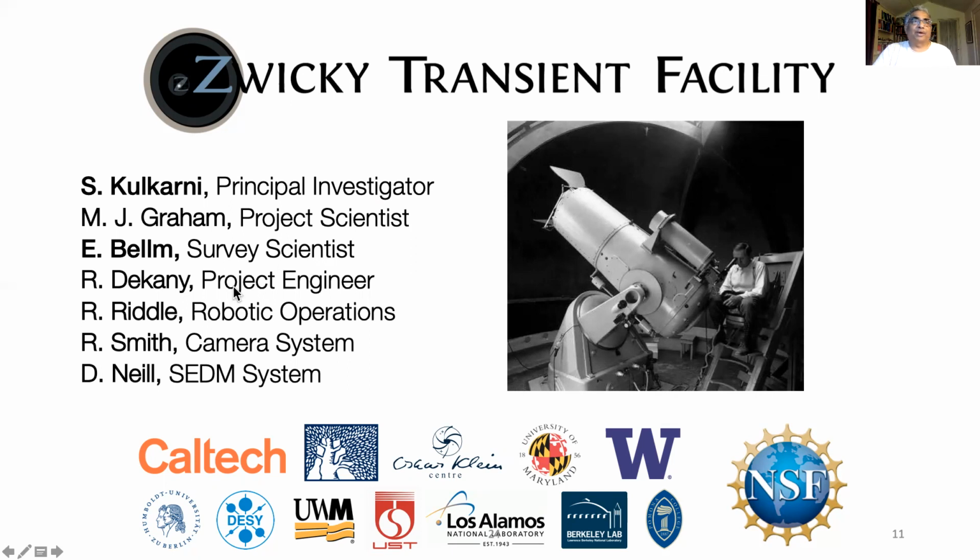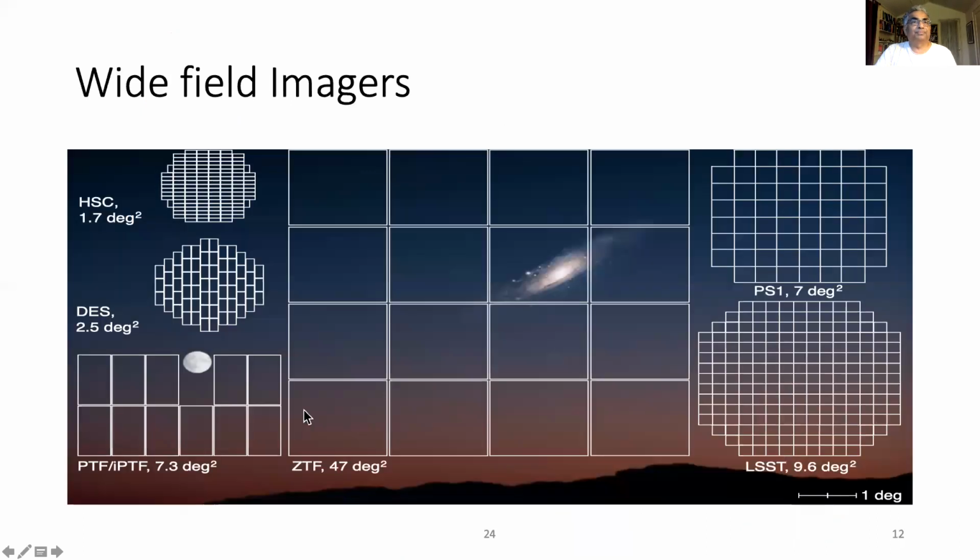And we have some very dedicated and very clever engineers and scientists who built the system and who maintain that. Richard DeCaney, who's a project engineer, is at Caltech. Reed Riddle is in charge of robotic operations. Remember, these two telescopes are completely robotic. We don't operate them by people. Roger Smith was the lead for the camera system. Don Neal is the lead for the SCDM system.